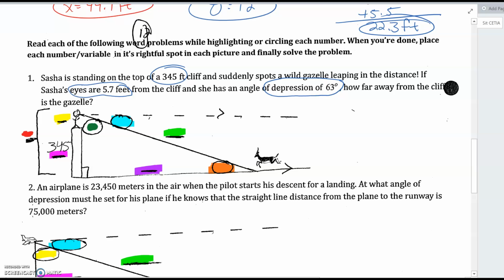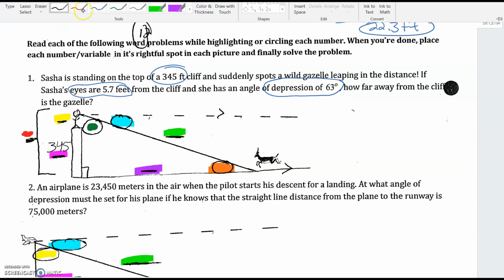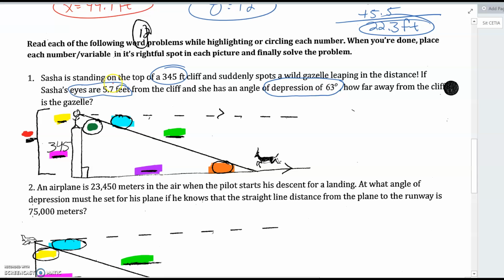Sasha's eyes are 5.7 feet from the cliff. So she's standing on the cliff. Where do you think that 5.7 would go? Standing on the cliff up to her eyes would be 5.7.